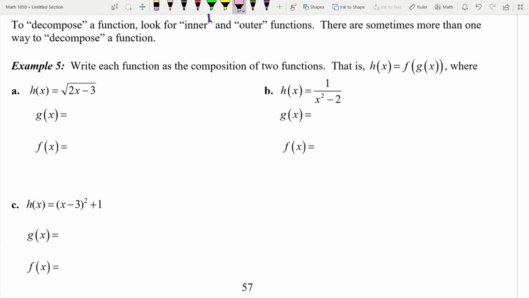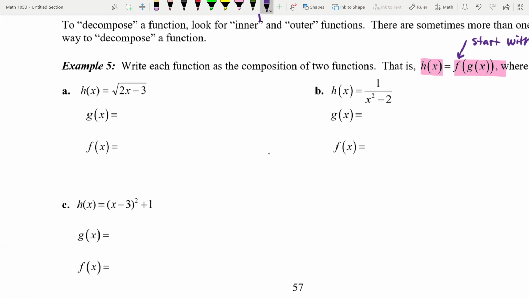Okay, look right here. They give you the h of x. So they give you the answer, and they want you to give them f of x and g of x. Everybody draw an arrow right there to that f that's on the outside. And I want you to put start with f of x. If they said g of f of x, you would start with the g. So whatever's on the outside is where you start. On all these problems, we're going to start with the f, because that's what's on the outside.